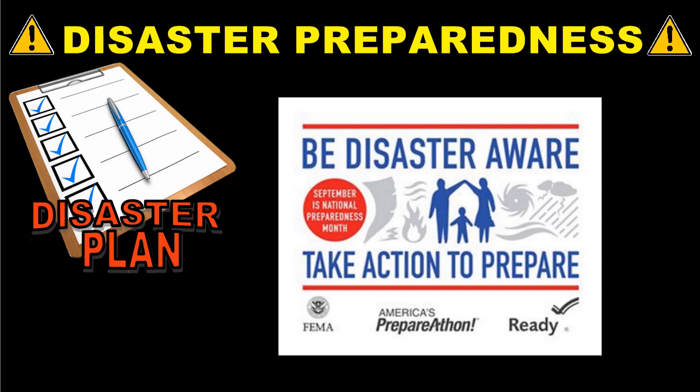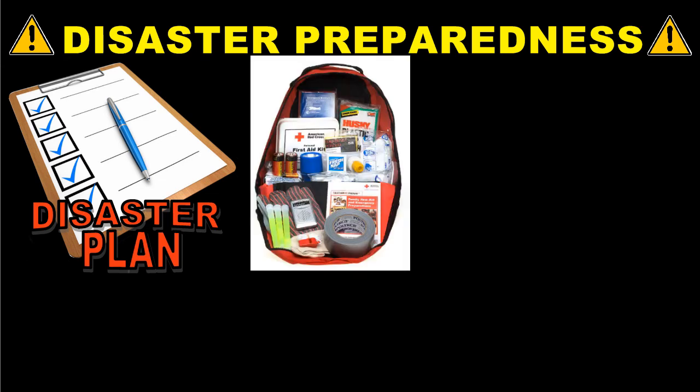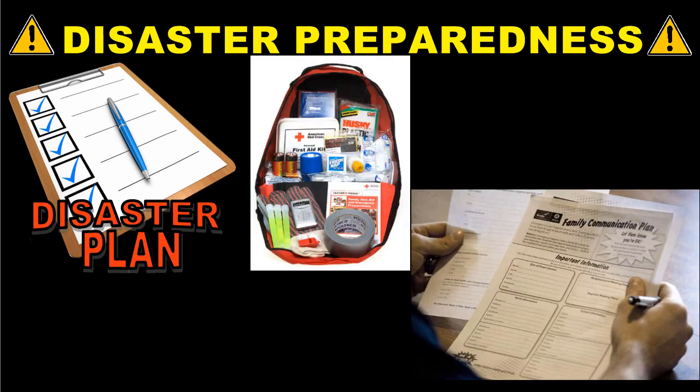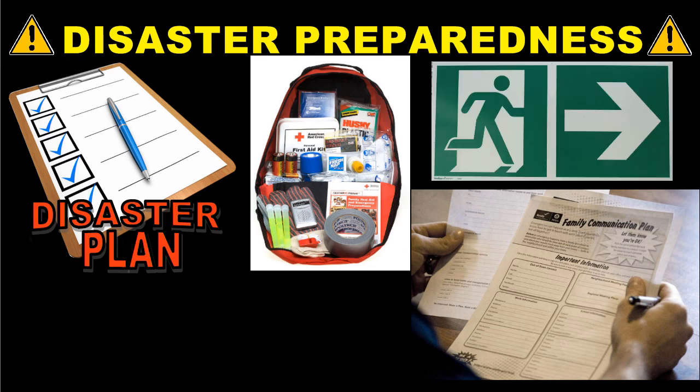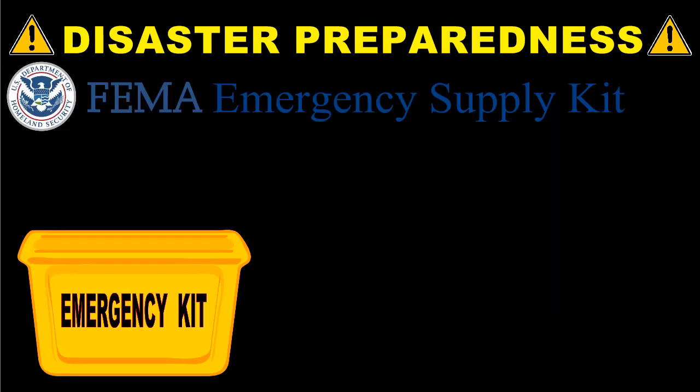A disaster preparedness plan should include such things as creating an emergency supply kit, a family communication plan, evacuation plan, and designating a family meeting place should your family members become separated.